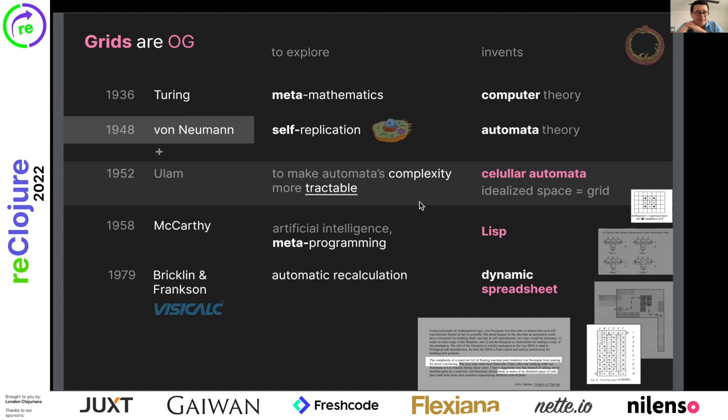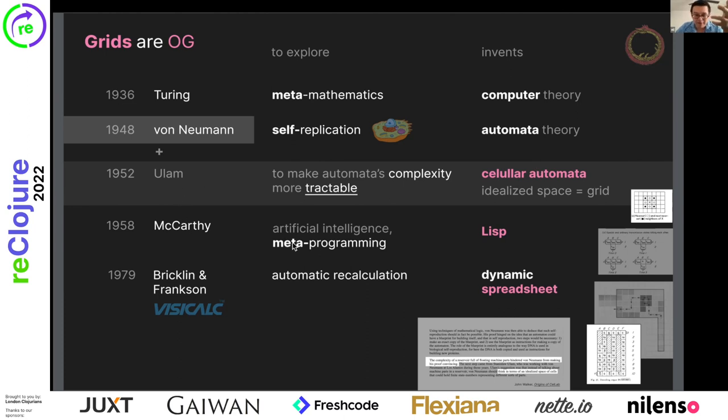Grids are OG. That's another key point of my talk. They are deep tech. The story goes like this. Turing was exploring metamathematics, and he came up with computers. Von Neumann, a bit later, was wondering about self-replication because he was interested in cells, and how they did this. So he invents automata theory, but it's basically too complex, even for him. So his friend Ulam proposes that he use idealized space to make the complexity more tractable, and boom, grids are created in computer science, and cellular automata are created.